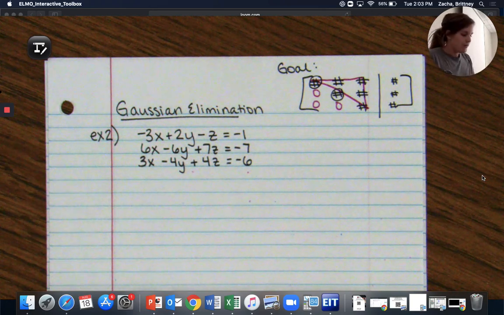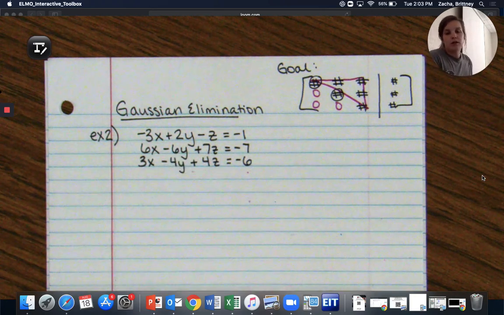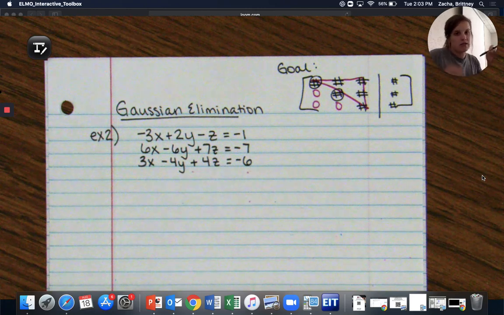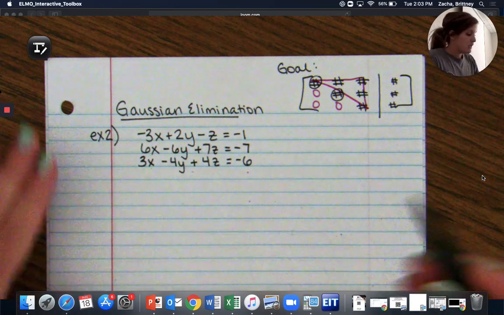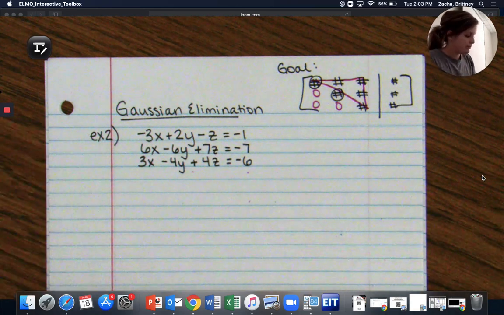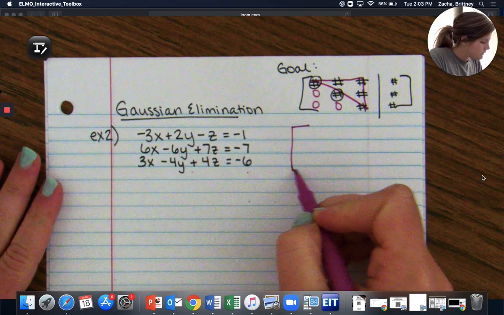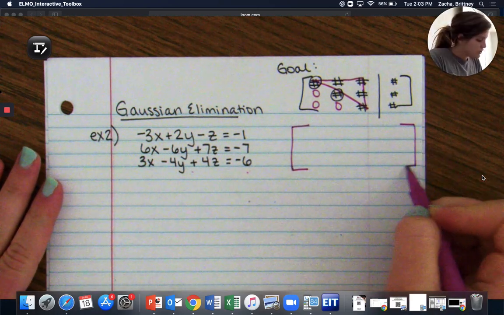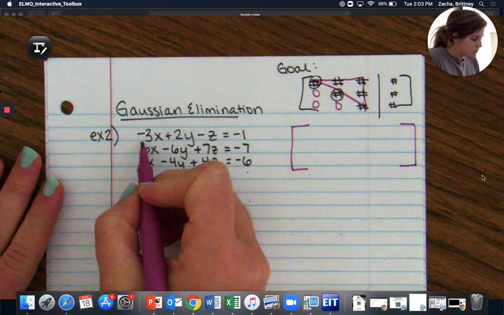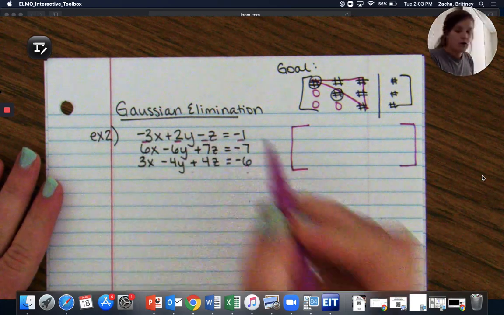Okay, so here's your starting equation. So write three planes intersecting at a point. We're trying to find that intersection point using this method. So the first step is to go ahead and come over here and write your augmented matrix, which again comes from the coefficients of your equations.